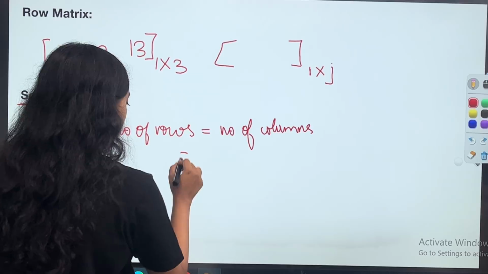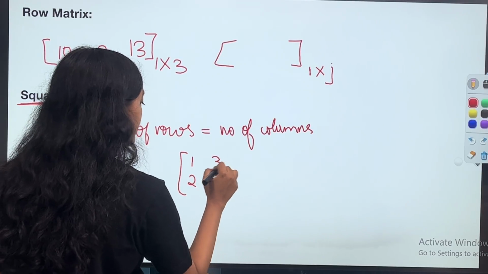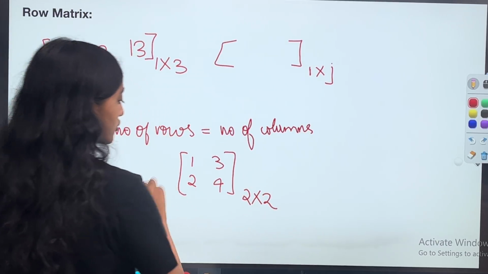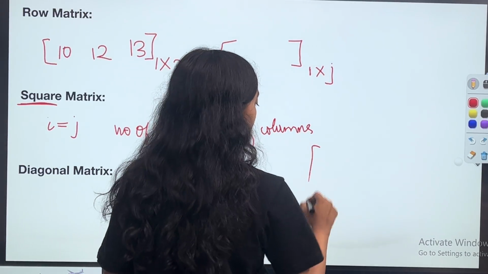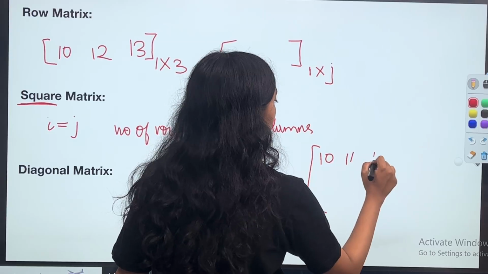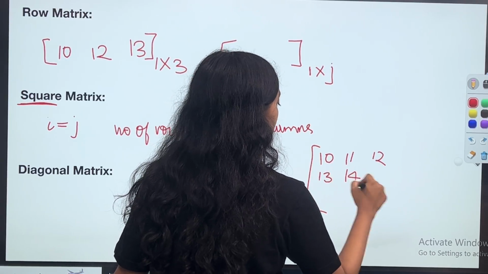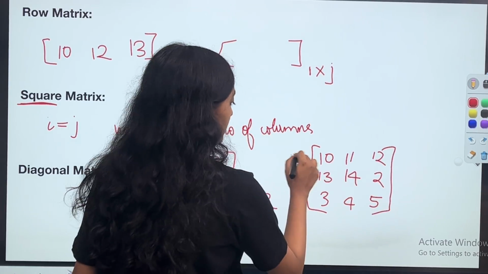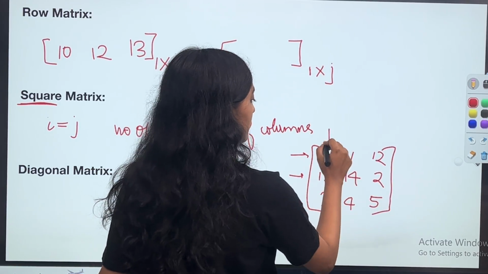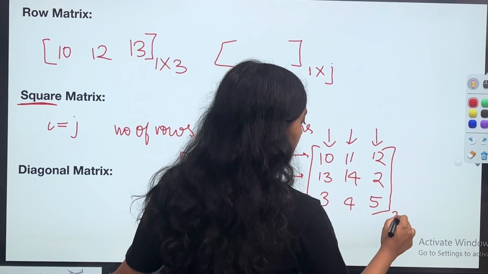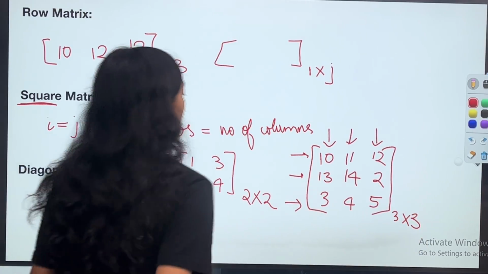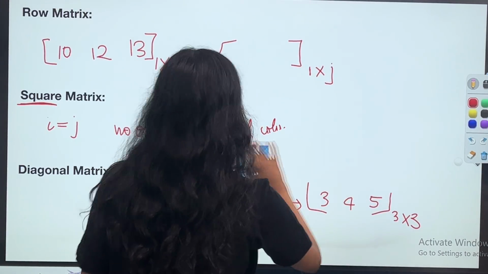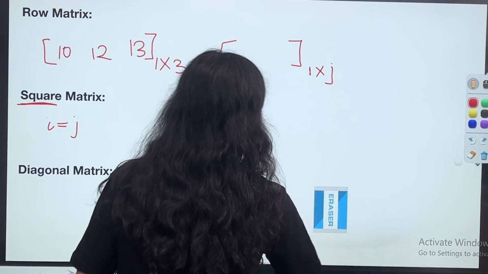Okay, so if I am taking a matrix like 1, 2, 3, 4, you have 2 rows and 2 columns. So this is a square matrix. Or for example, if I am taking 10, 11, 12, 13, 14, 2, 3, 4, 5, this has 3 rows and 3 columns, right? So this is a 3 into 3 matrix, which is again a square matrix. Okay, I hope you have understood this. Let me just erase this and let's go to the next one.